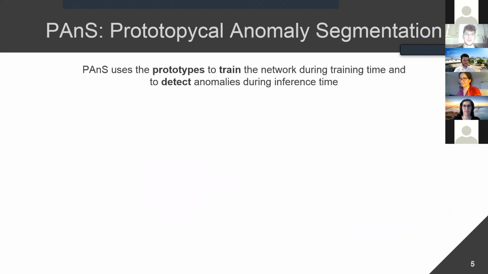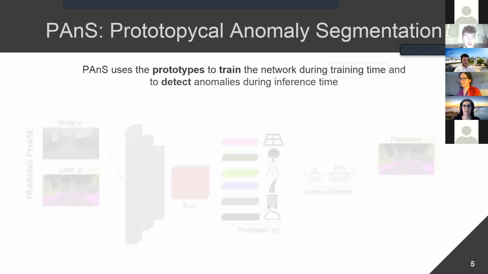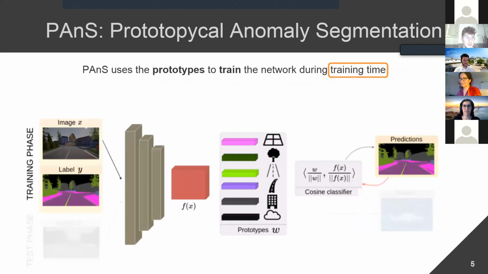We use prototypes to train the network during training time, when we do not have anomalies. And at test time, we use the prototypes to detect anomalies, during inference time. At training time, we use the image with the label to train the network, and we use a Gaussian classifier that encodes in its weights the prototypes of the semantic classes that it is about to learn.